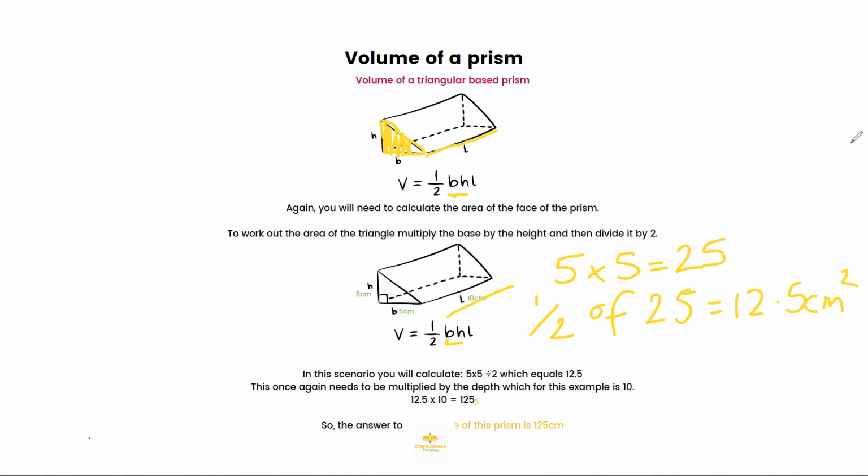And then we times it by the length, which is 10 in this scenario, so that's 12.5 centimeters squared times 10, which gives us a volume of 125 centimeters cubed. Okay, so that's how we work out the volume of the triangular prism. It's basically the area of the triangle times the depth.